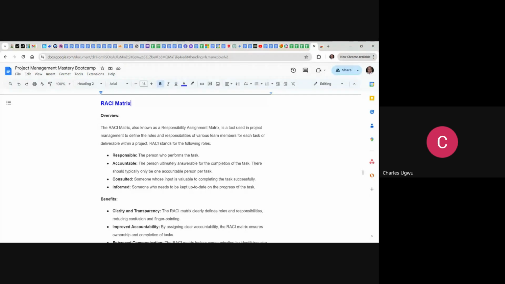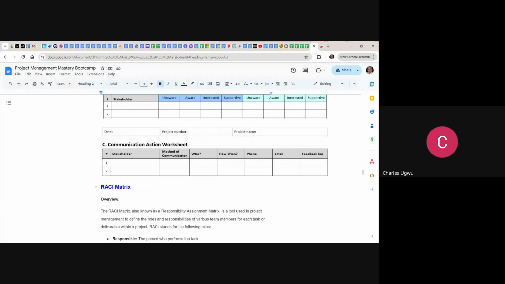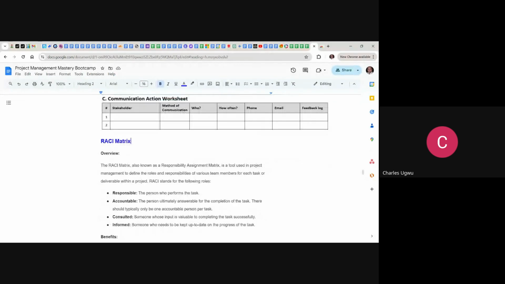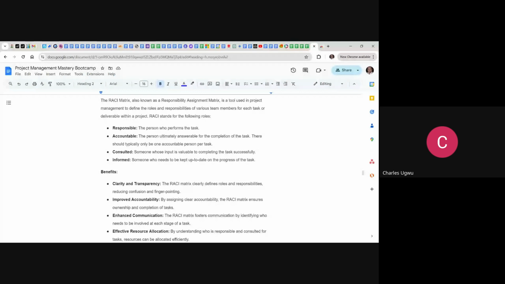There should typically be only one accountable person in a project. Consulted is someone whose input is valuable in completing the task. Informed is someone who needs to be kept up to date on the progress of the task. So these are the people that you need to understand how you communicate with in a project. This is no longer you communicating with the stakeholders by doing stakeholder analysis. This is you within your team members.